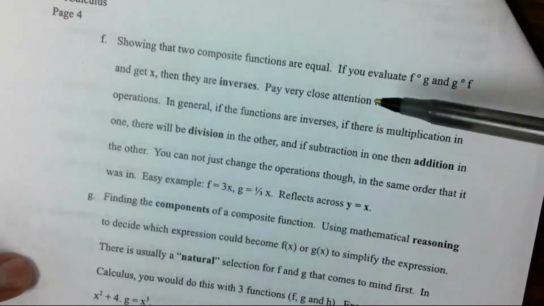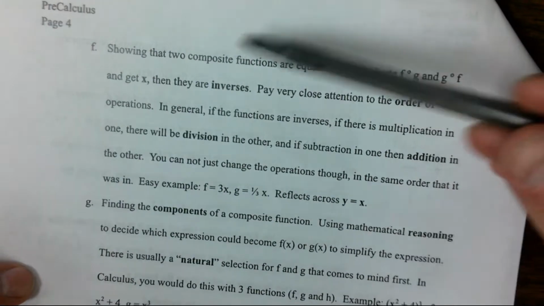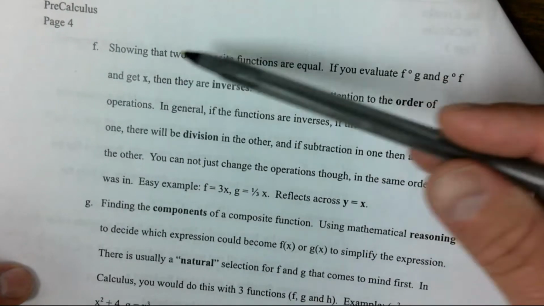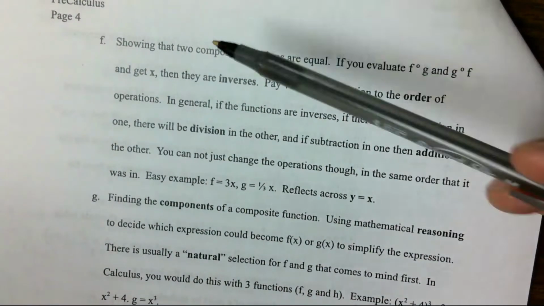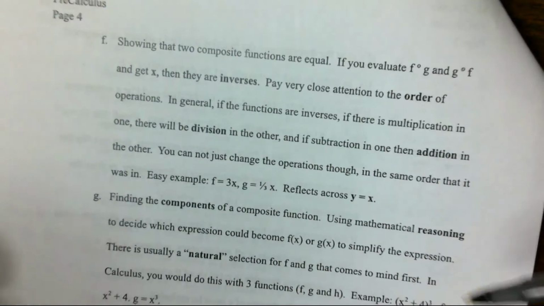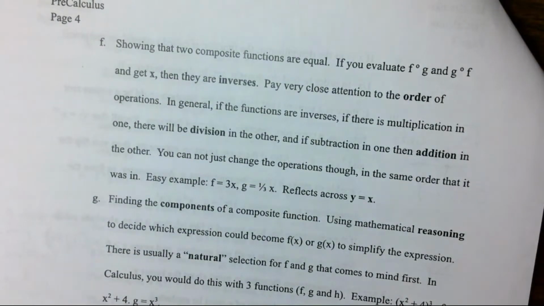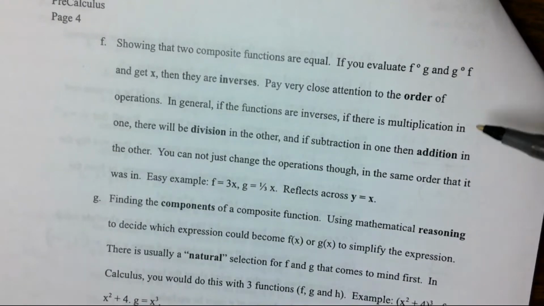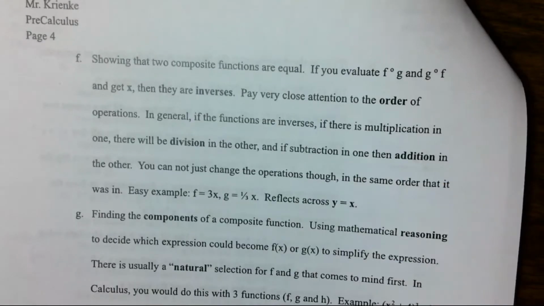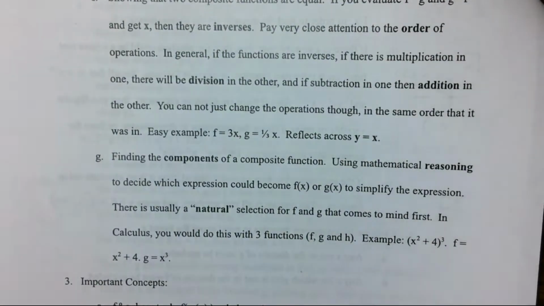You're also going to show that two are equal by getting x. And if it is just x, then it's the inverse. If it's anything other than x, that's not the inverse. And pay attention to your order of operations. If there's multiplication in one of them, there's going to be division in the other because they're kind of like opposites. And if there's subtraction in one, there's going to be addition in the other.